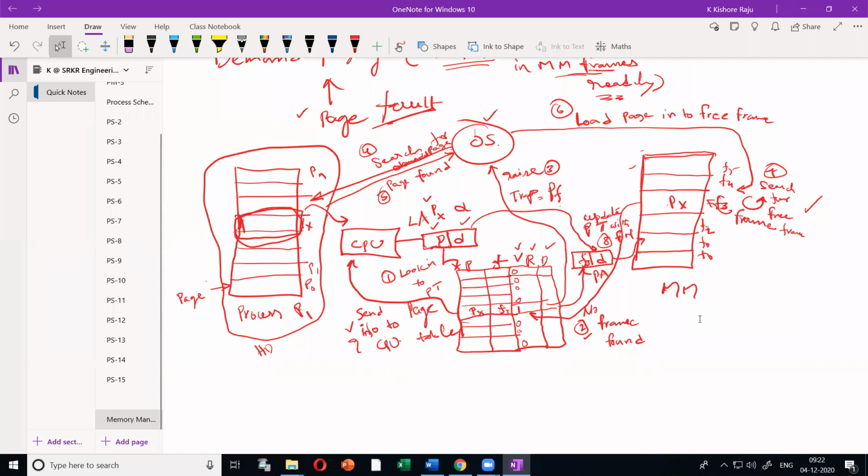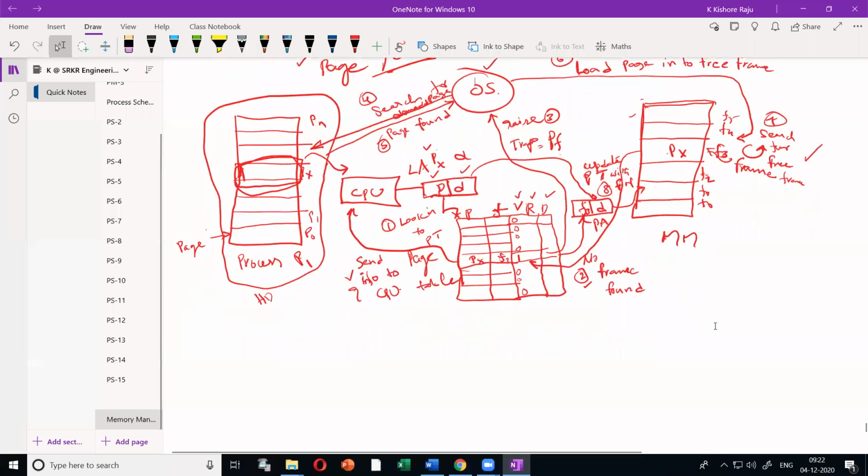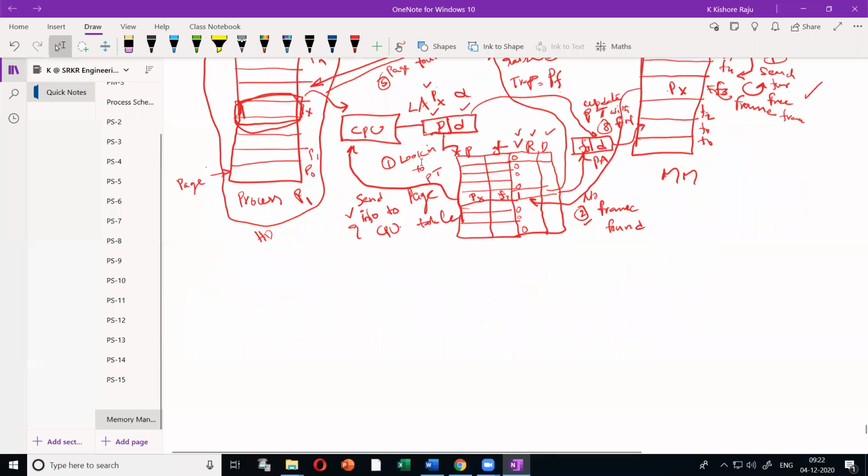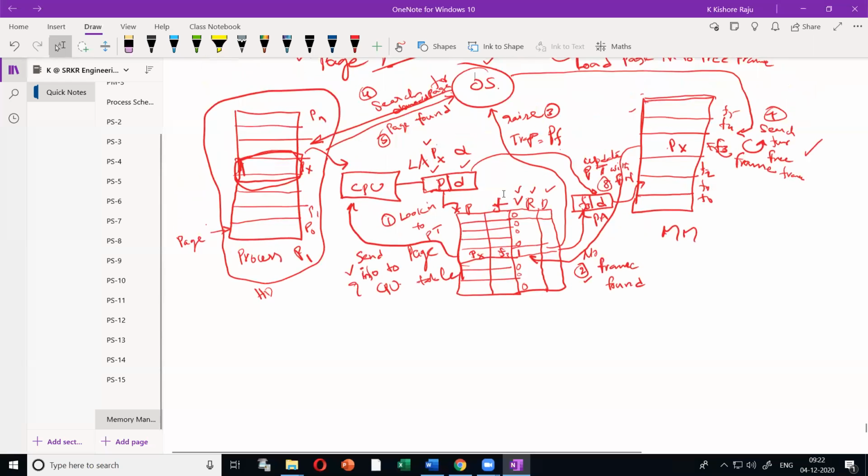What is page fault? What do you mean by page fault? Whenever a CPU requests a page and it is not available in the main memory frames, the operating system will raise a trap, and that trap I'll call a page fault.